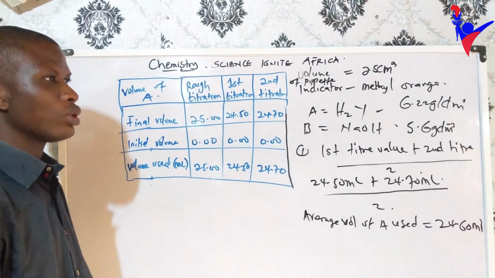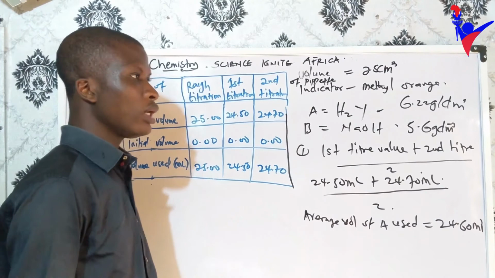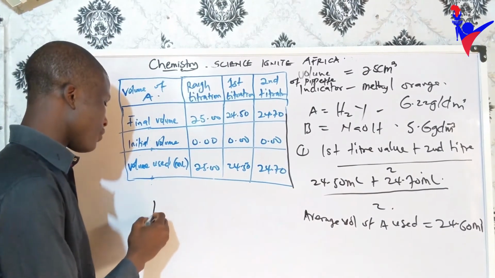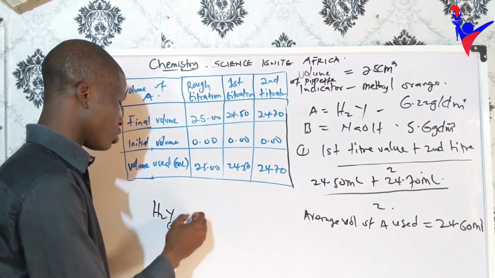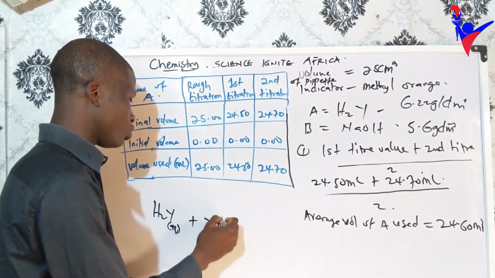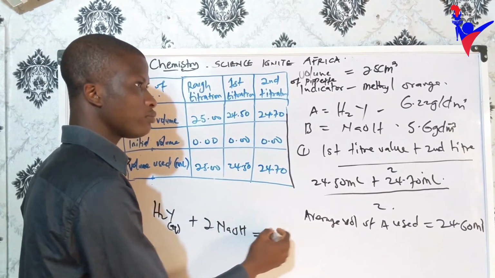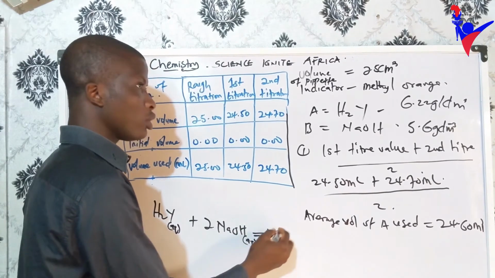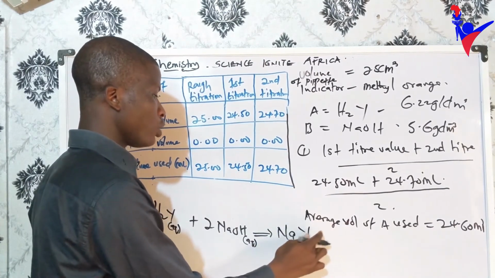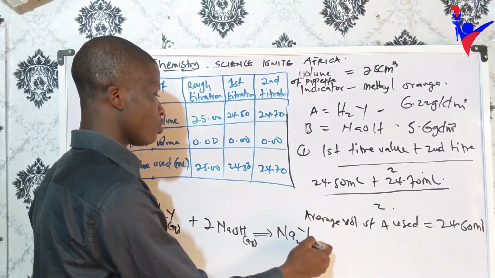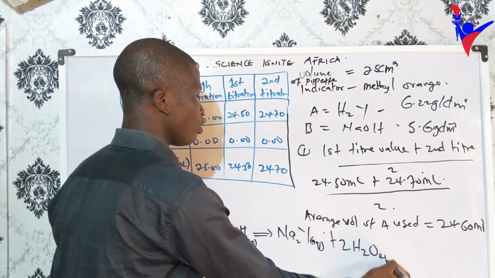Now let's look at the second question. The equation of the reaction between A and B was provided for us, and this is the equation. Please look at it. We have our H2Y aqueous plus 2NaOH, this is our solution of B, also aqueous, giving us Na2Y. All of this will be provided for you in your question, so you don't have to panic. Plus 2H2O liquid.